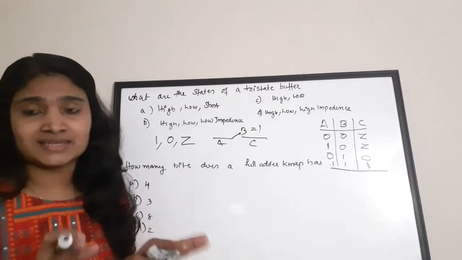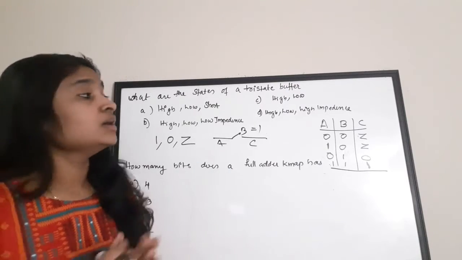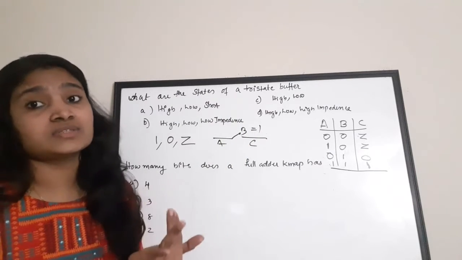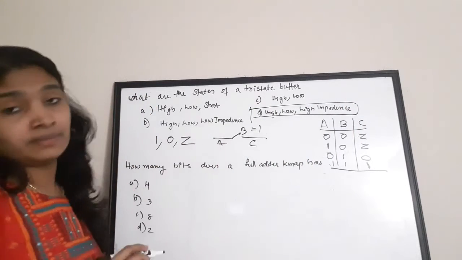Anyway, for the tri-state buffer, we don't have to discuss so much, but I'm trying to give you some concepts, right? So the tri-state buffer has what all states? High state, low state and a high impedance state. The correct answer is D, high, low and high impedance state.